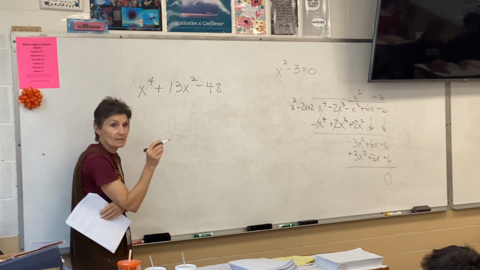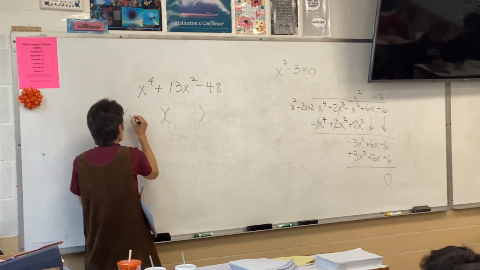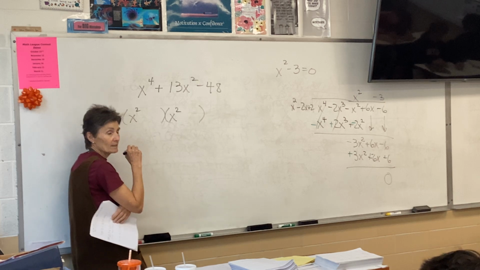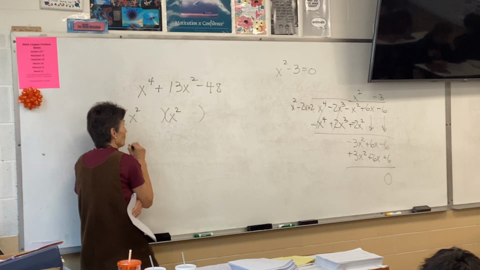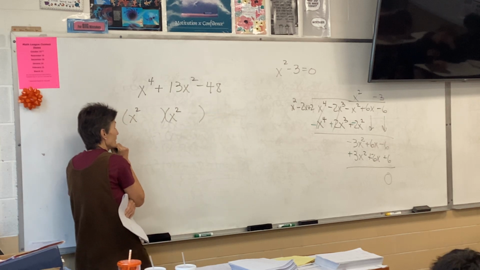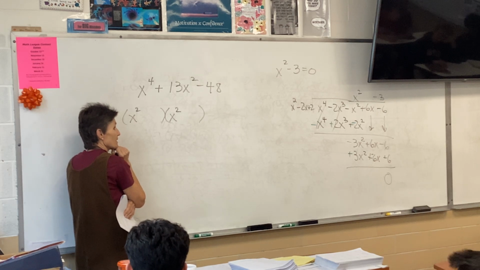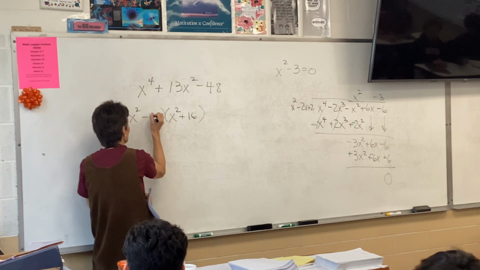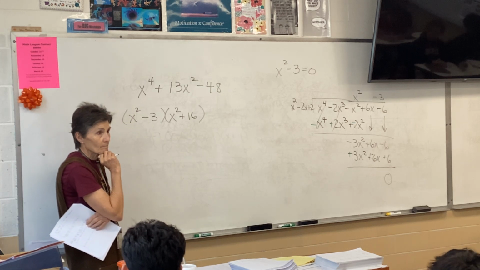It factors. It actually factors. If you notice, you don't have to do anything. You can just factor it. What are some factors of 48? 6 and 8, 12 and 4, 24 and 2. How about 16 and 3? That sounds like a winner. And then you do x.